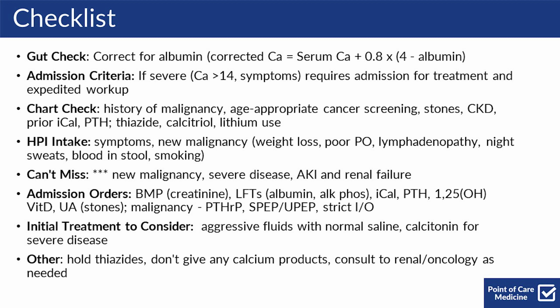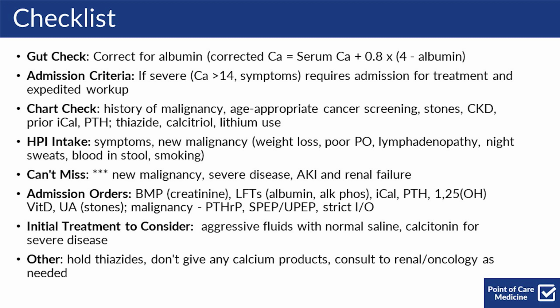Admission orders that you can place even before you see the patient are things like a BMP, you'll need to know their creatinine and you'll need to trend it, LFTs if they're not already done, so you can get an albumin to actually correct for the calcium, and an alk phos to see if they have any bony disease, as well as an ICAL, a PTH, a 125-OH vitamin D, a urinalysis to assess for any stones, and then if you're really concerned that they have a malignancy, you can send the PTH-RP, an SPEP and a UPEP with serum-free light chains, and make sure that you order them to be strict INO, because you'll be monitoring the urine output.